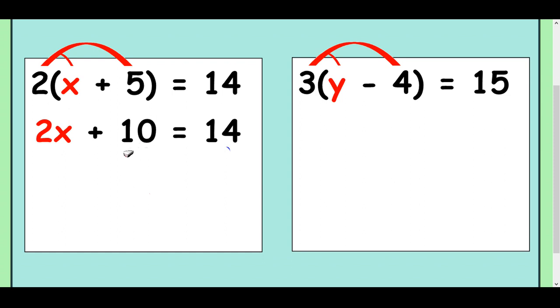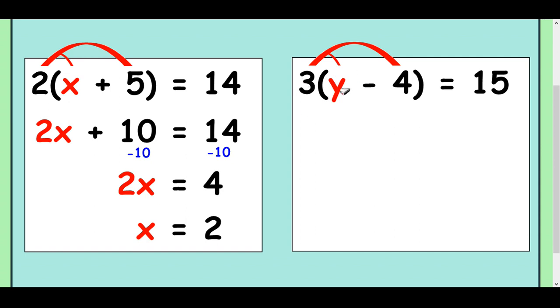So we're looking to get x's on one side and numbers on the other. So I don't really want this 10 here, so I'm going to take it away. But remember, whatever you do to one side, you want to do to the other side. So that's going to leave us with 2x equals 4. 14 take away 10, divide by 2 both sides, and you'll get x equals 2. Okay, let's look at the next one.